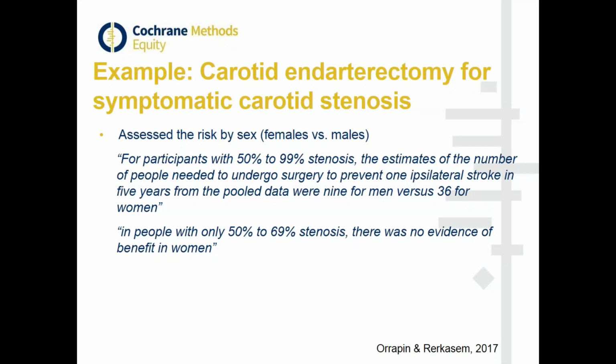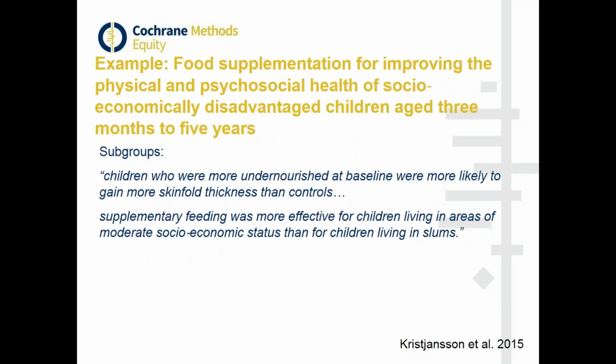And another example from a review on food supplementation in preschool children looked at subgroups based on baseline characteristics or where people are living, and found that children who were more undernourished at baseline actually gained more skin fold thickness than controls. And also, supplementary feeding was more effective for children in moderate socioeconomic status areas than for children living in slums.